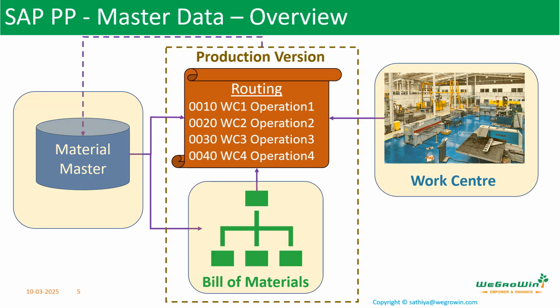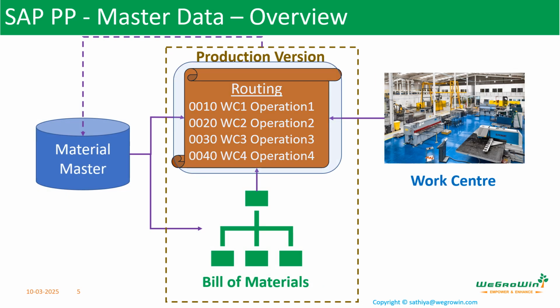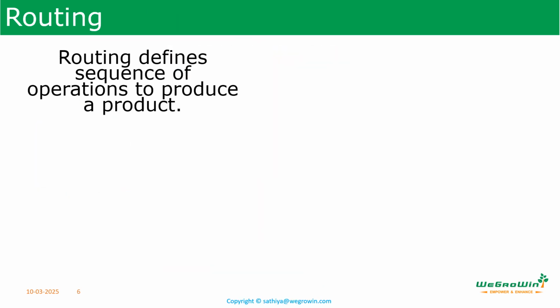So far we discussed material master, bill of materials and work centers. In this session we will be talking about routings. So what is routing? Routing is a sequence of operations to produce a product, which means what are all the series of operations we are going to produce, that is defined in the routing. These are the various activities which are required to transform a raw material or component into a finished product.